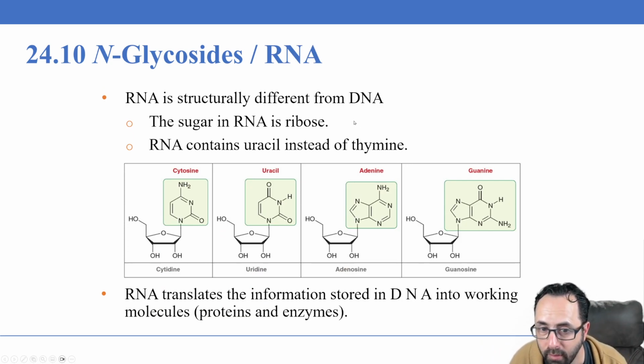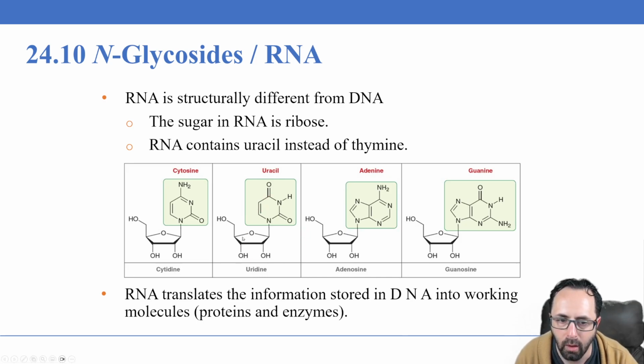RNA is structurally different from DNA. First of all, it does not have thymine. It has uracil instead as a base. And the sugar, the carbohydrate, is not deoxyribose, it is ribose. So it has the hydroxyl group here. Deoxyribose does not. So RNA contains uracil instead of thymine, and the sugar is ribose, not deoxyribose.